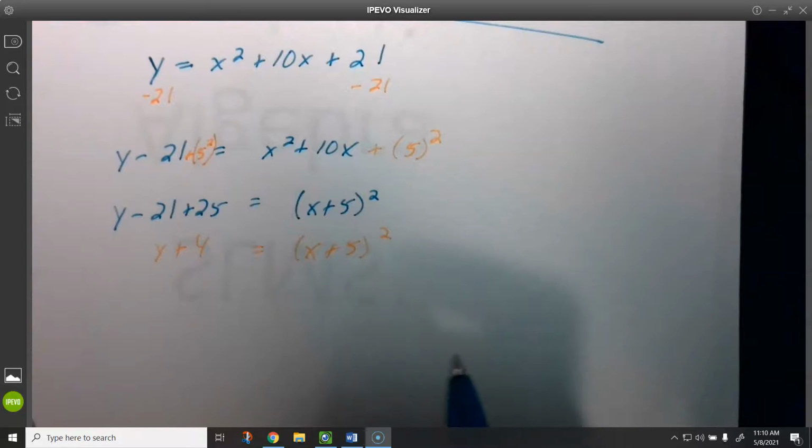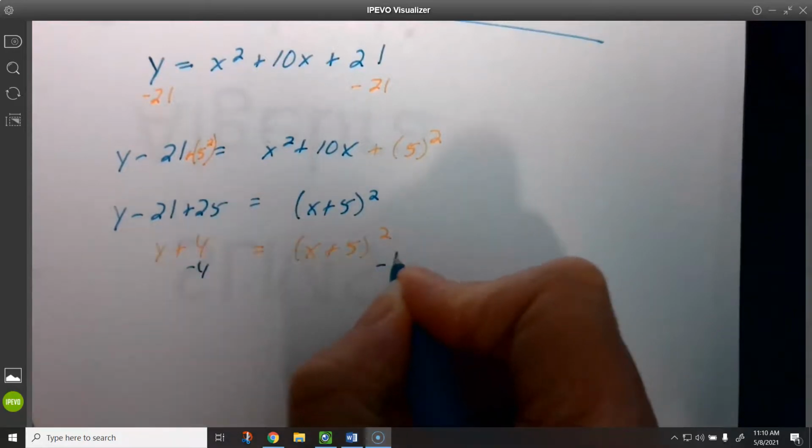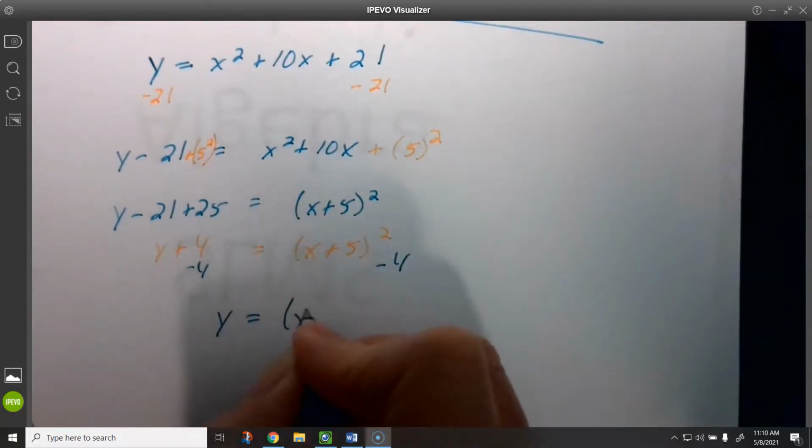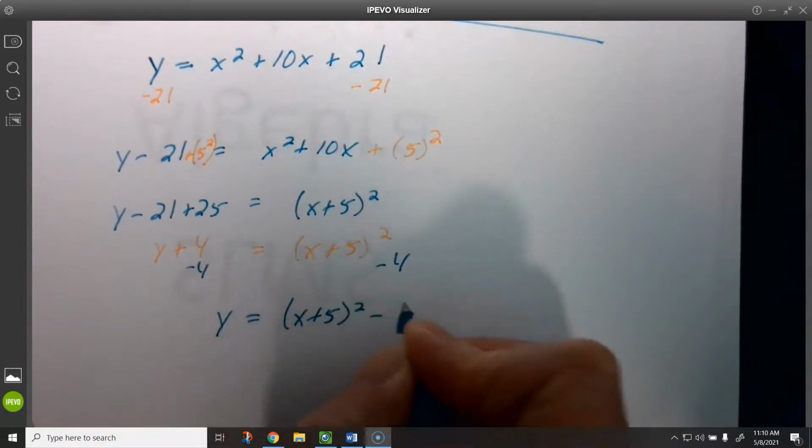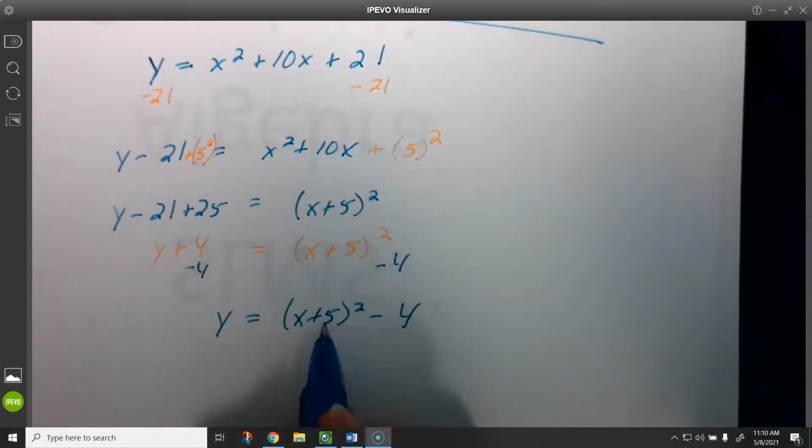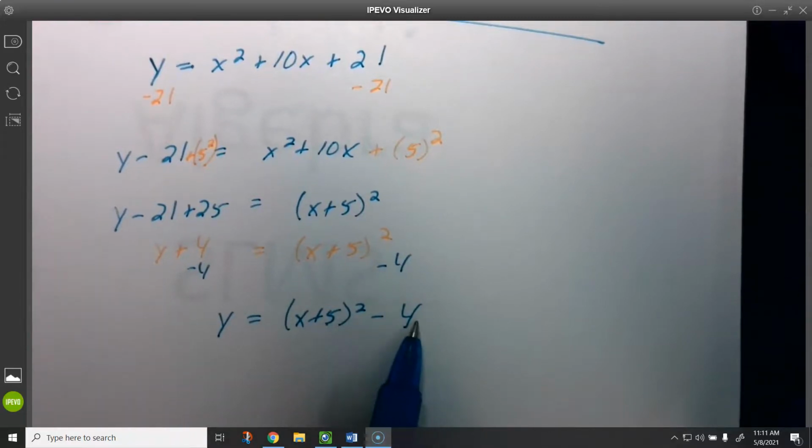You're always welcome to pause if I'm going too fast. Subtract 4 so we can get it in vertex form. Y is equal to x plus 5 quantity squared minus 4. What's my vertex? -5, -4. So it's a shift from the parent function, left 5, down 4.